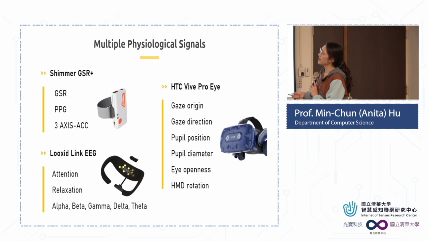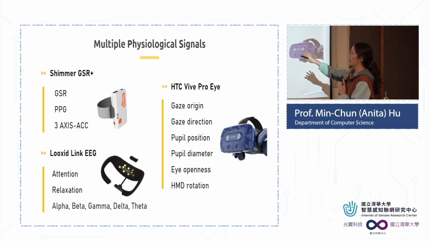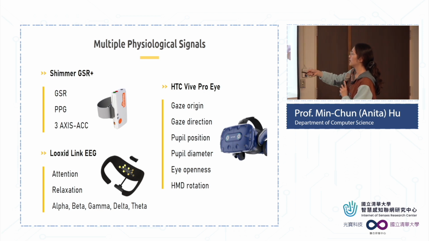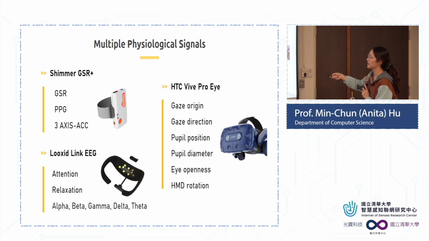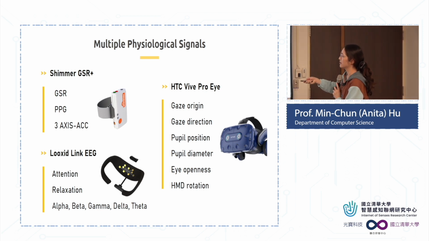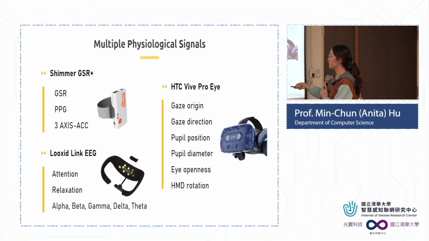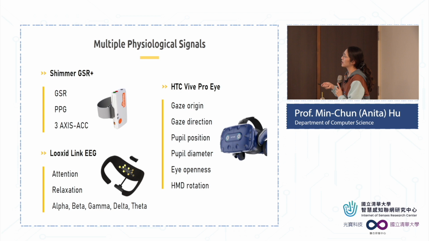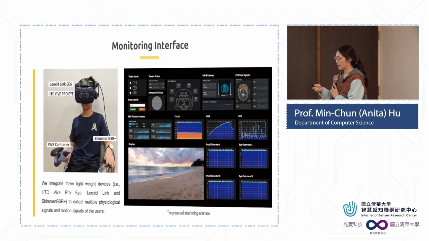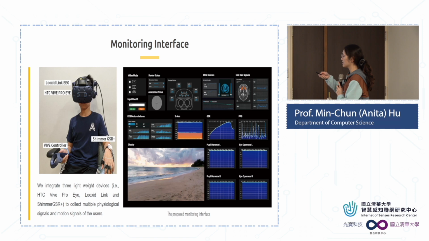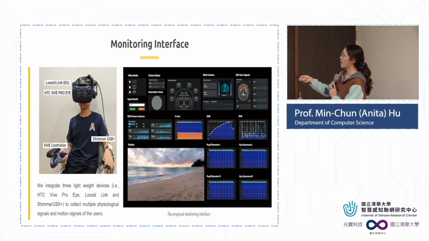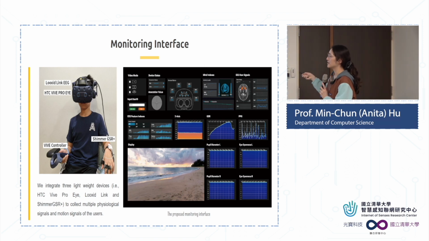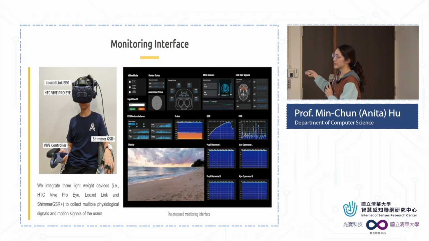And at the same time, we also record some emotional signals. For example, we record the GSR signal, PPG signal, and the IMU signal, and also the attention, relaxation, and some EEG signals. Okay, and also we record their eye gaze information. And we design this kind of interface. So when they are watching the content, we actually can monitor their affective states based on different kinds of sensors.